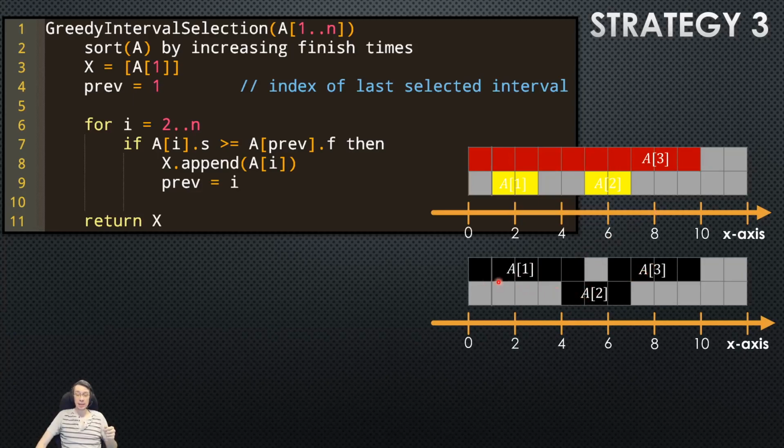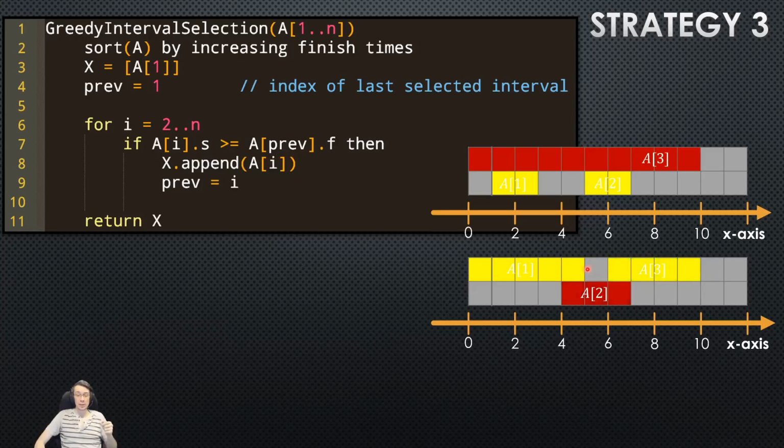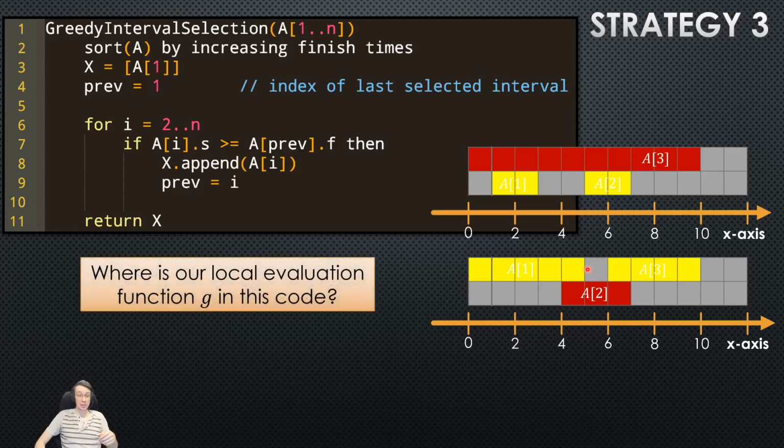Here's my labeling in increasing order of finishing times, and my algorithm will take A1. It can't take A2 because A2 overlaps this. You can see A2.s is not greater than Aprev.finish. Aprev.finish is 5, A2.s is 4. So it won't take this one. Instead, it'll go to the next iteration of the loop, and it'll see A3.s, which is 6, is greater than or equal to Aprev.f, which is 5, and it'll take this one. So it solves those two examples that stumped our previous two strategies.